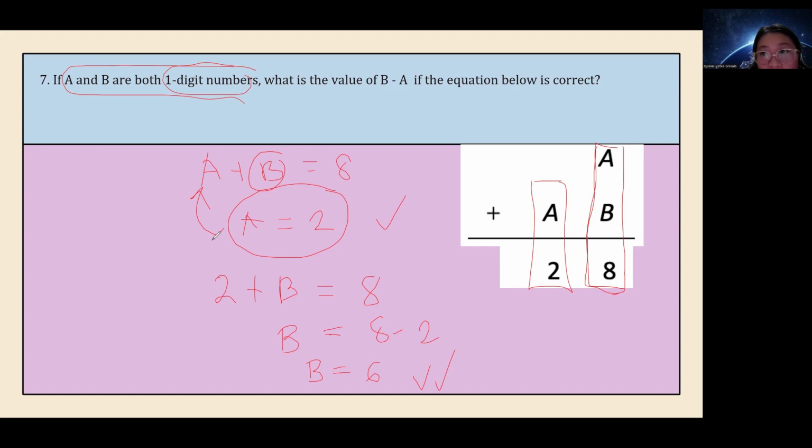But the answer that we should have here is the difference between B and A. So B minus A, which is 6 minus 2. 6 minus 2 is 4. Okay? And so the correct answer here should be 4. Okay, so now let's go to number 8.